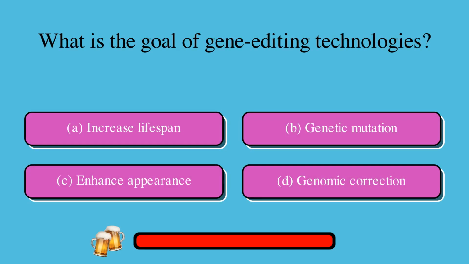What is the goal of gene editing technologies? A. Increase lifespan, or B. Genetic mutation, or C. Enhance appearance, or D. Genomic correction? The correct answer is D. Genomic correction.